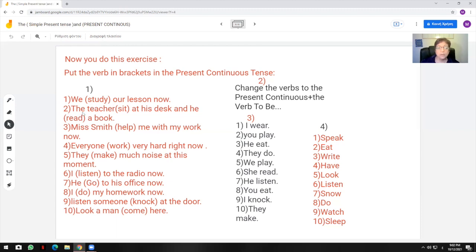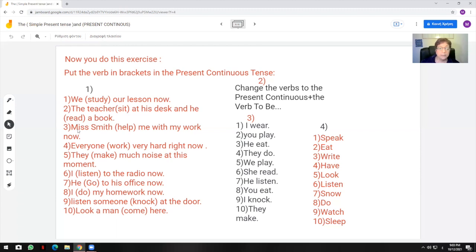Number 2, the teacher sits at his desk and he reads a book. The teacher, المدرس, sits at his desk في المكتب بتاعه and he reads بيقرأ a book كتاب. Okay, this is easy, huh? So you change the verb. This is the verb to sit. This is the verb to study. This is the verb to read.